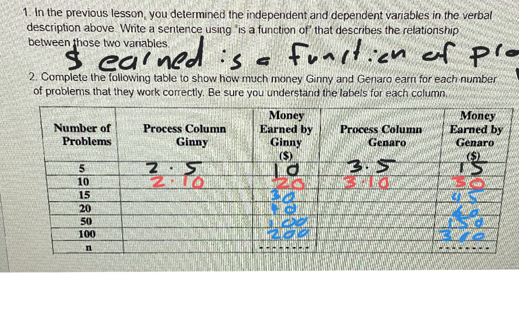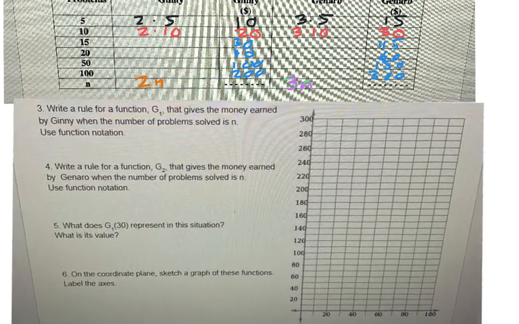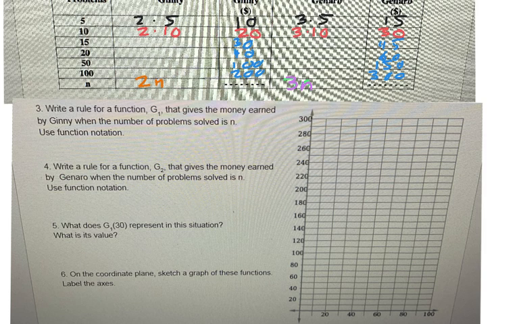What about that last row? What if they worked n problems? How much money would Jenny have made working n problems? 2 times n. Interesting. And Gennaro, 3 times n. You guys can't see the green, can you? 3 times n. So now that we found it for any number of problems, which is why we use n to represent any number of problems we could come up with.